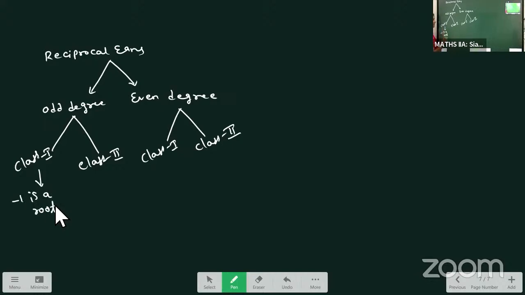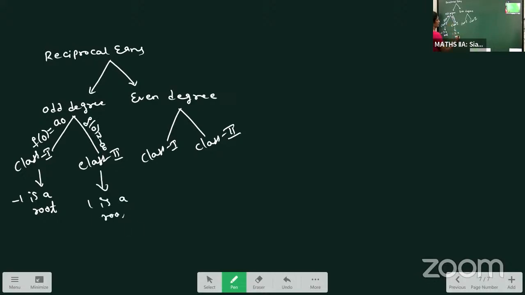But how to identify it is a reciprocal equation of class 1? F of 0 value, if you get A naught, means highest coefficient value and constant value is same. We say that it is reciprocal equation of class 1. If its value is same but opposite sign, minus A naught, we call it is class 2. Here 1 is the root.